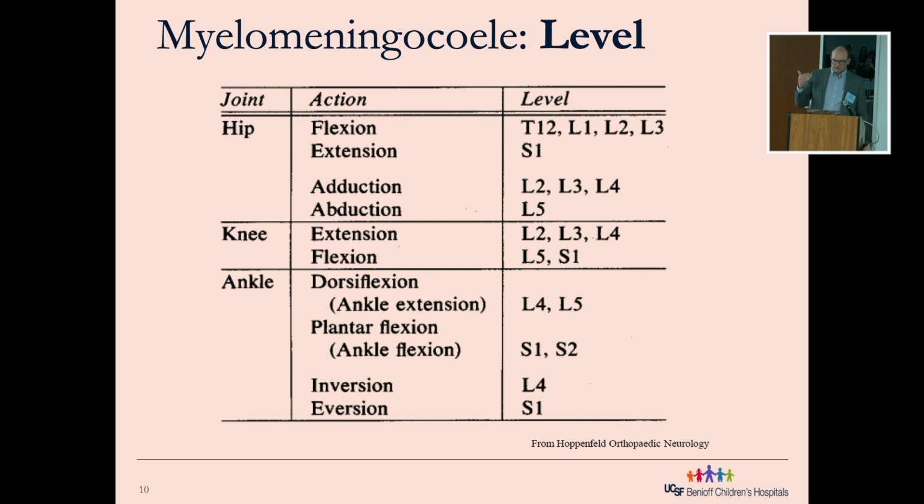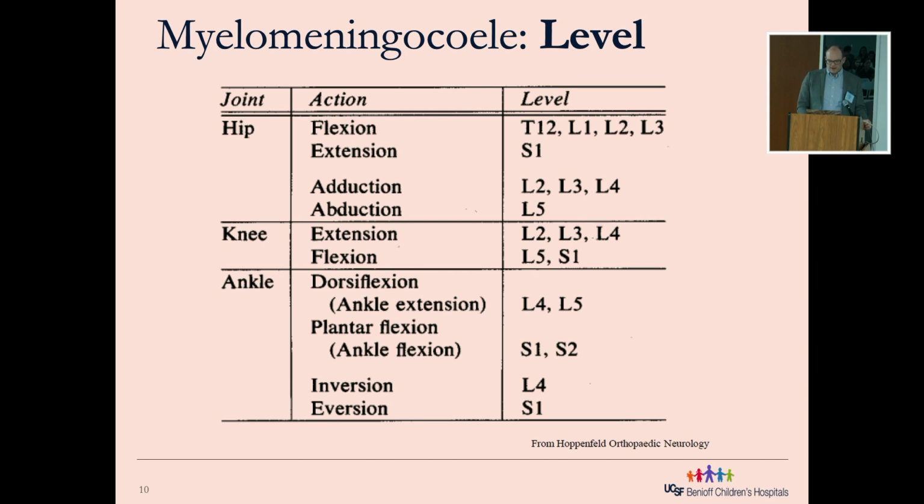So the hip has flexion and extension. Flexion is typically driven by the higher lumbar levels. Extension is at S1, and you can see that's a big difference between where those two happen. So you're going to get a mismatch in functional hip action based off of their level. The adduction and abduction, you can see, also has higher lumbar level for adduction strength, lower level for abduction strength.